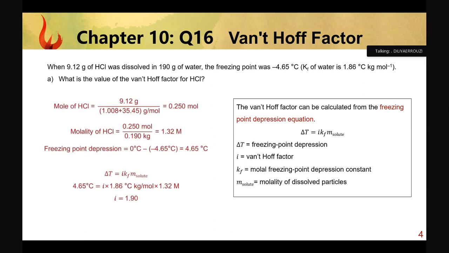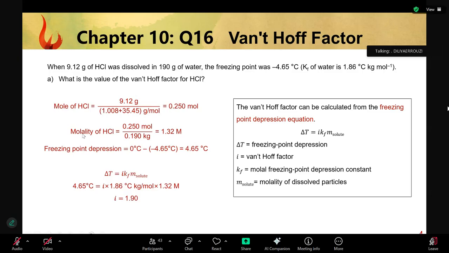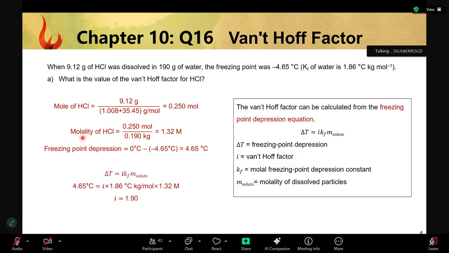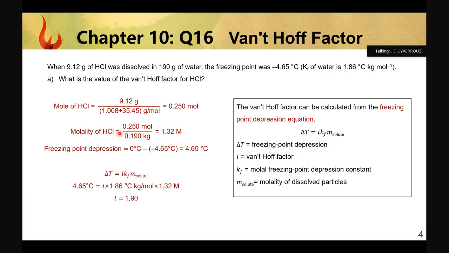So let's calculate it. First, we get the moles of hydrogen chloride by the mass of hydrogen chloride divided by the molar mass. Then we get the molarity of hydrogen chloride by dividing by the volume of the solution. So we get the molarity 1.32 mole per liter. We need mole per kg, which is equal to 1 liter.